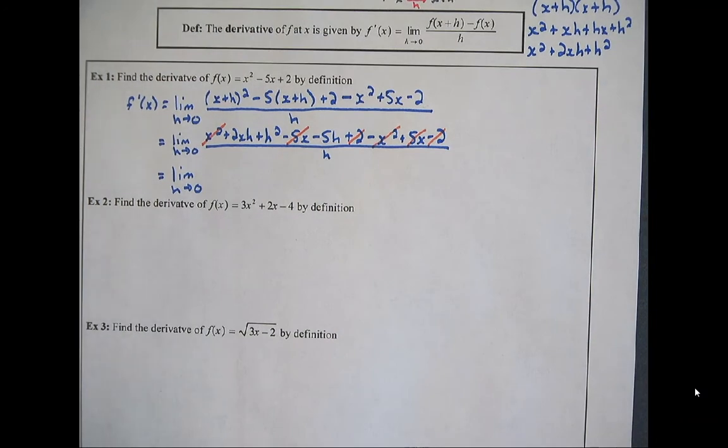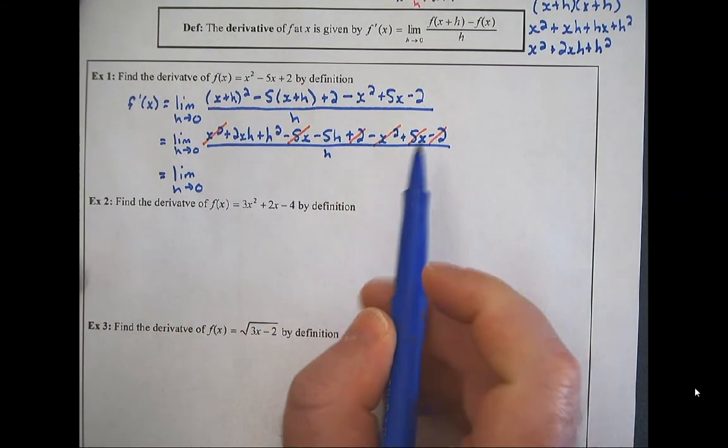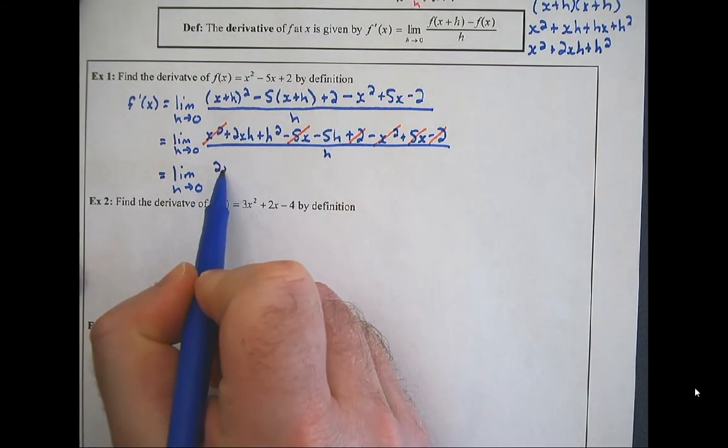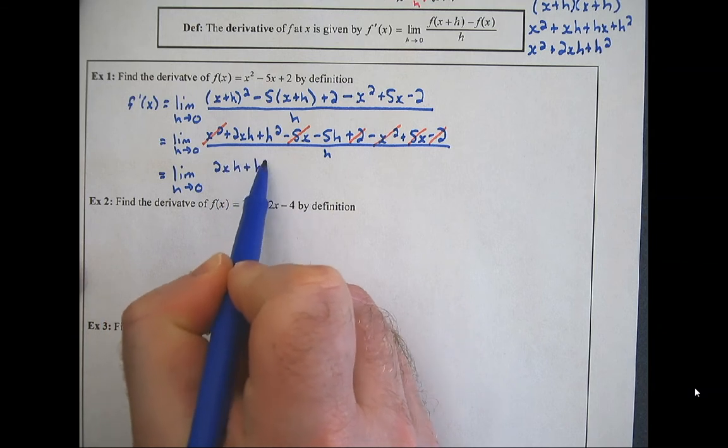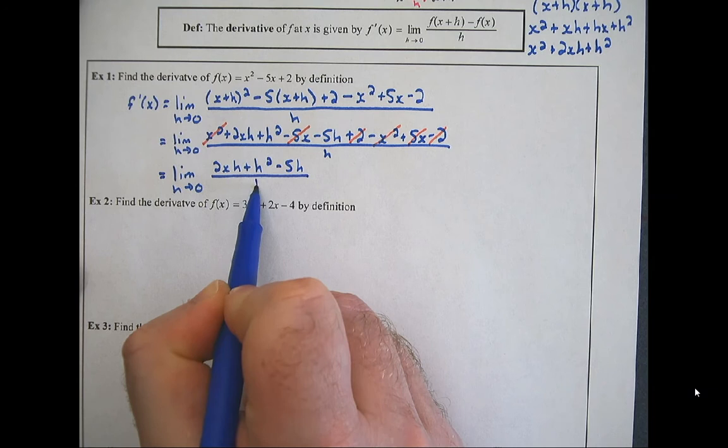Everything, if you've done this step correctly, this is your first sort of milestone or checkpoint or save place if you're playing video games. This is your first save. You know you did this right if everything without an h cancels. So that would be 2xh plus h squared minus 5h all over h.